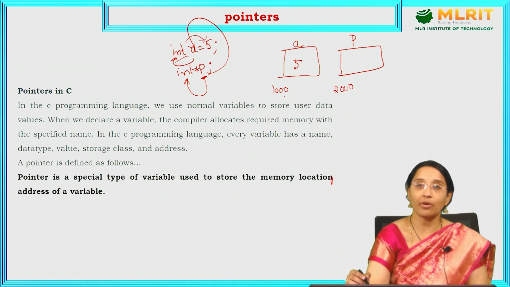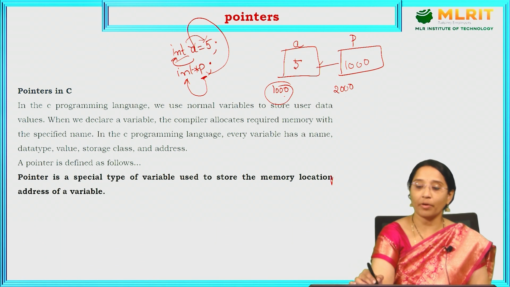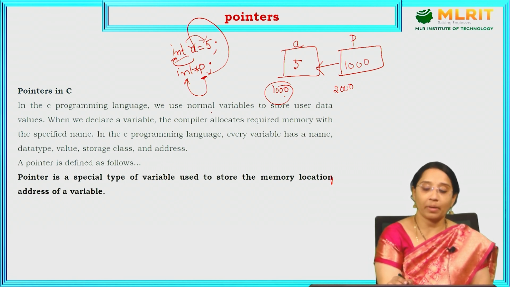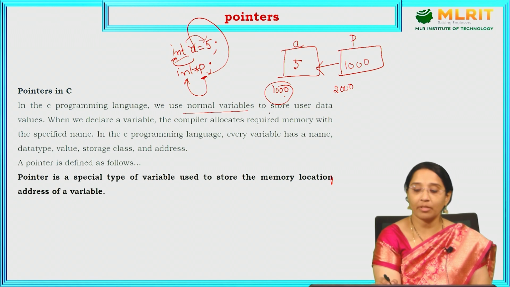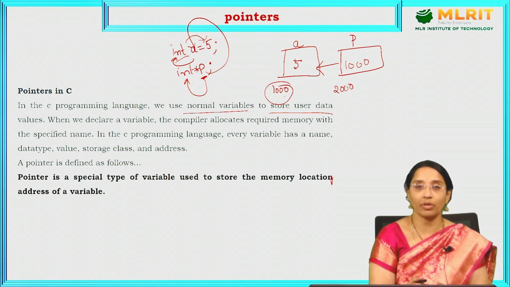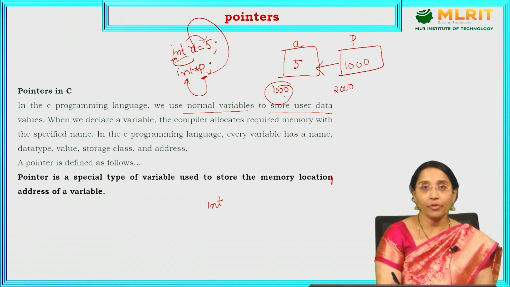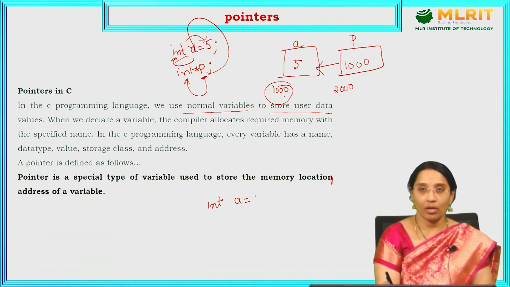So now what does P hold? P holds the address of A. What is the address of A? 1000. So now P will point to A. P is a normal pointer variable, A is a normal variable. Pointer holds the address of another variable. So in C programming language, we generally use normal variables to store the user data values. Suppose I want to add two numbers.